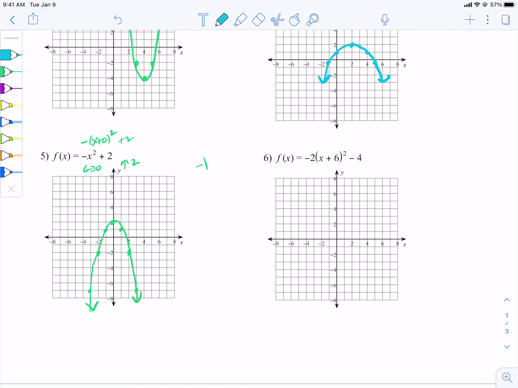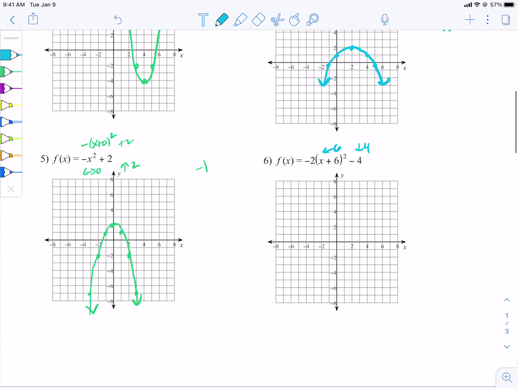If we look at this last one that we have, we're going to go the opposite direction inside the parentheses, so left by 6. Same direction outside, so down by 4. Left 6, down by 4.